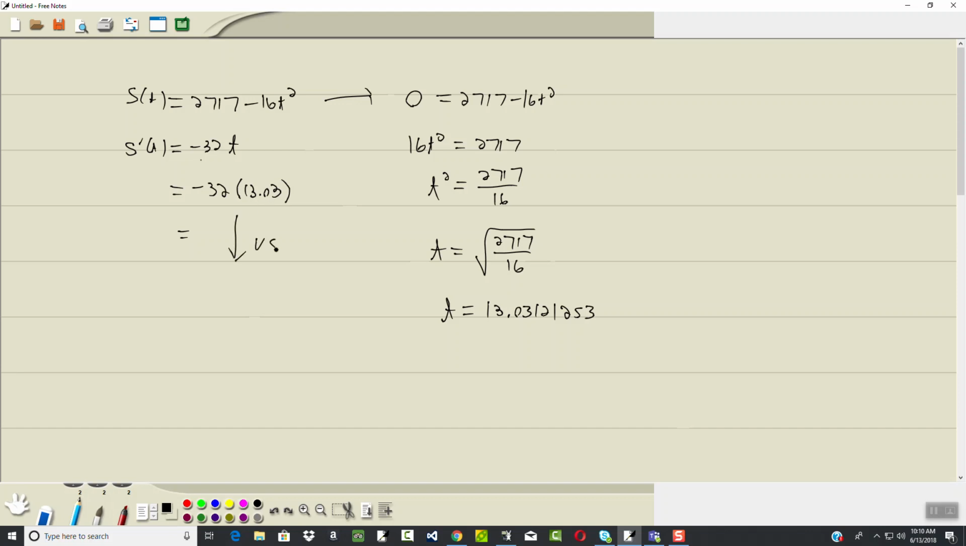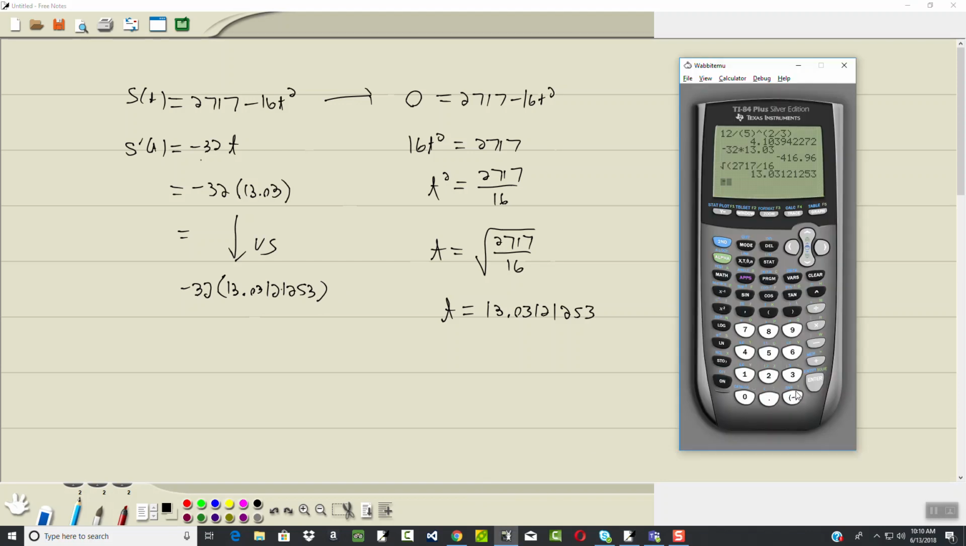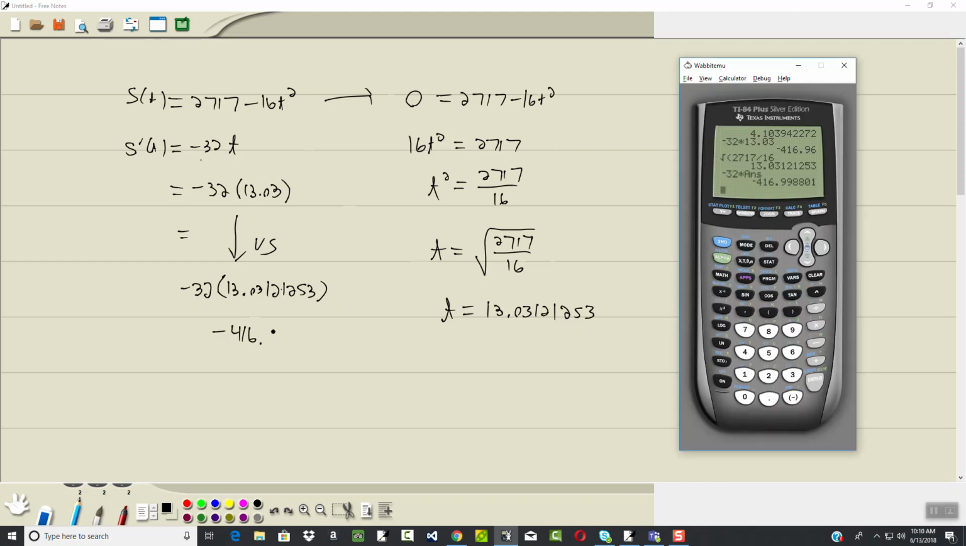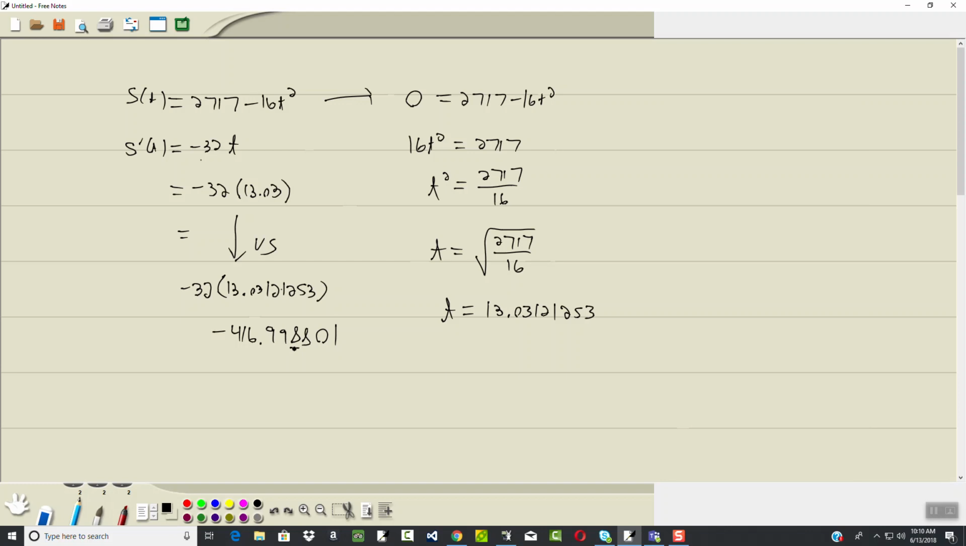Now compare this versus negative 32 times this entire number. So let's plug that in. I got negative 32 times, and I can just type in the previous answer here, which is second negative. And that gives us negative 416.998801. Now, when I round it, this is 5 or greater, so I'm going to round up.